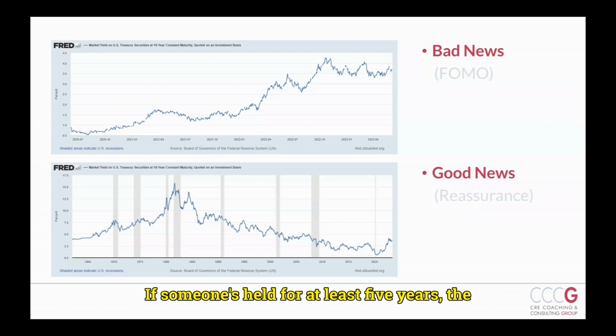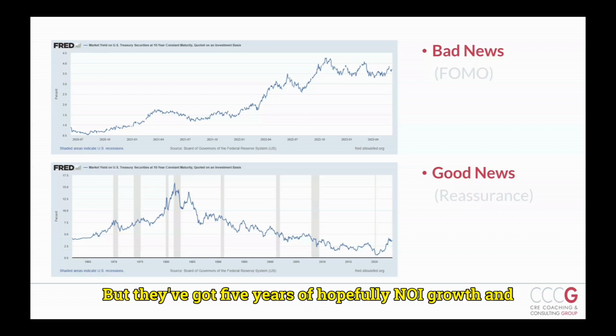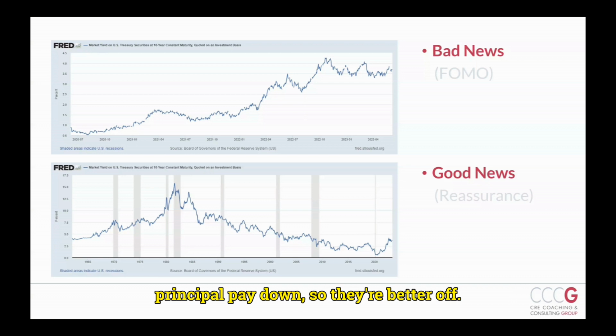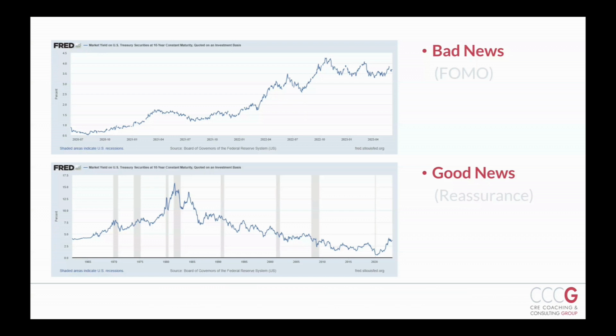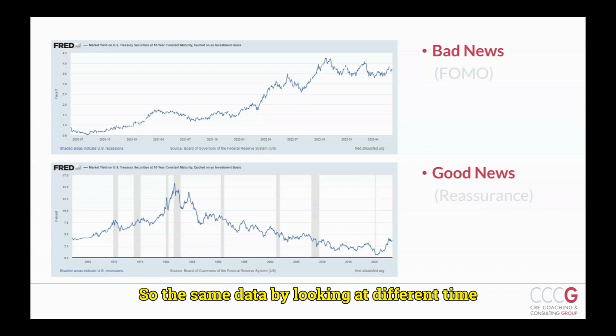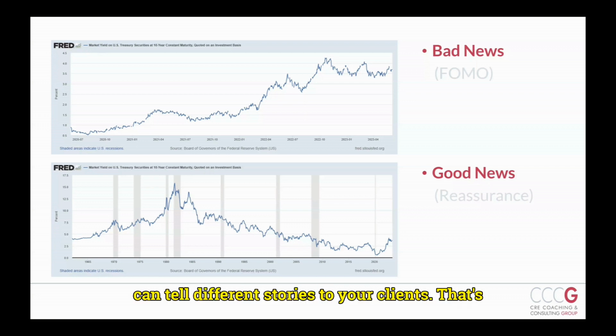If someone's held for at least 5 years, the interest rate is about the same as it was when they bought, but they've got 5 years of hopefully NOI growth and principal paydown. So they're better off, right? If they've been holding for over 10 years, they're in a very low interest rate environment, relatively speaking. And they have 10 years of rent growth and 10 years of principal paydown, right? So the same data, by looking at different time frames, can tell different stories to your clients. So that's the talking point.